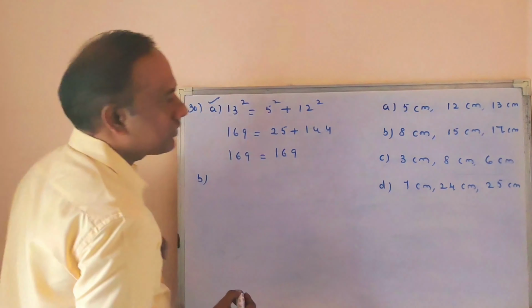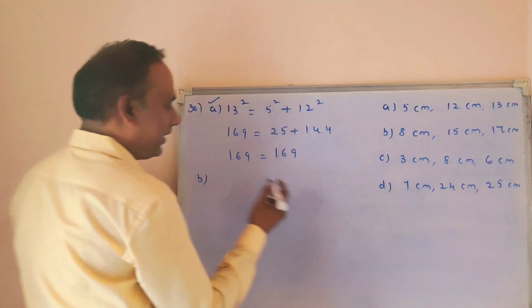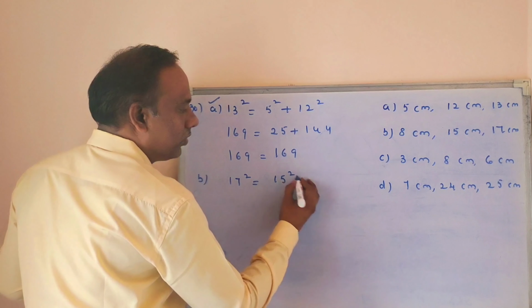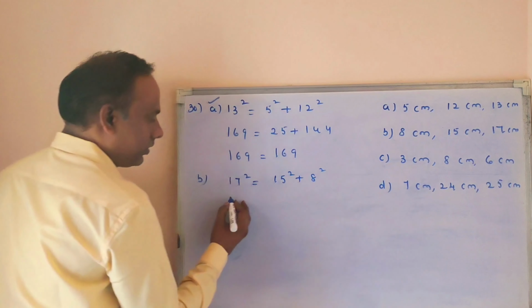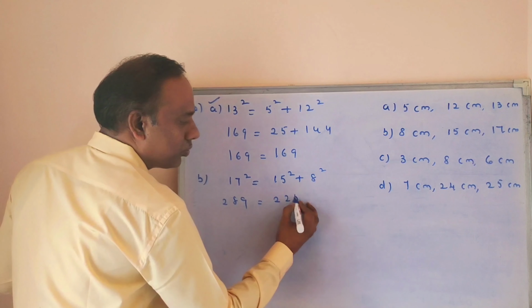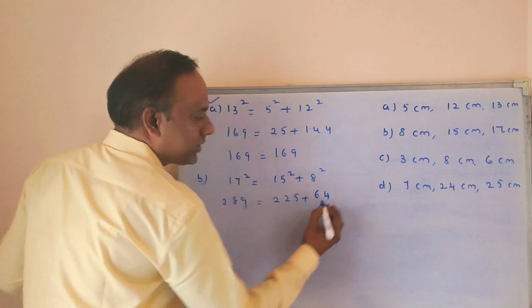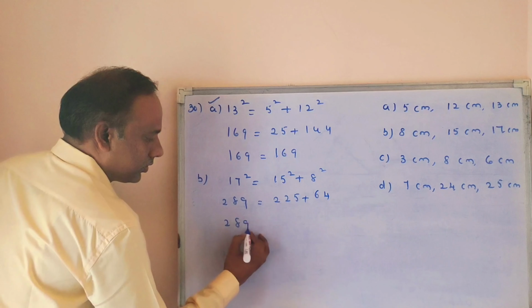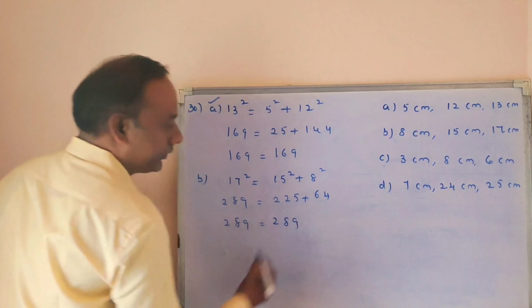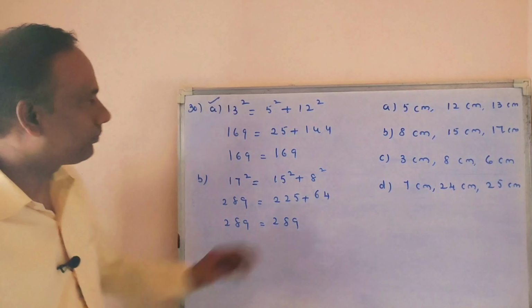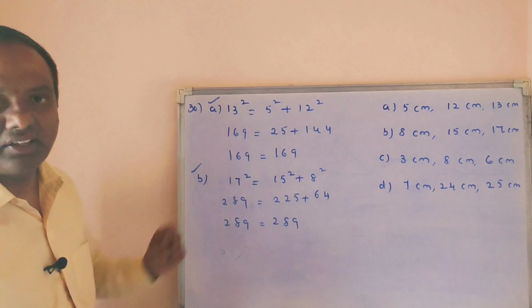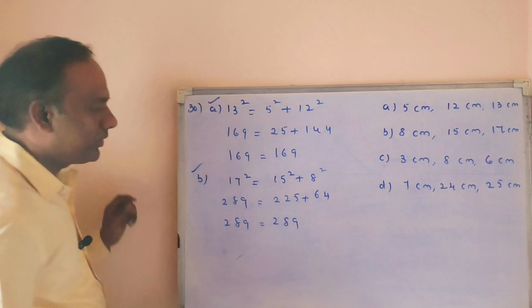And option B. Here the longest side is 17. So 17 square is equal to 15 square plus 8 square. 17 square is 289, 15 square is 225 and 8 square is 64. So 289 is equal to the sum of these two, also 289. That means option B also satisfies the right angle triangle condition. Now we can go by option C.